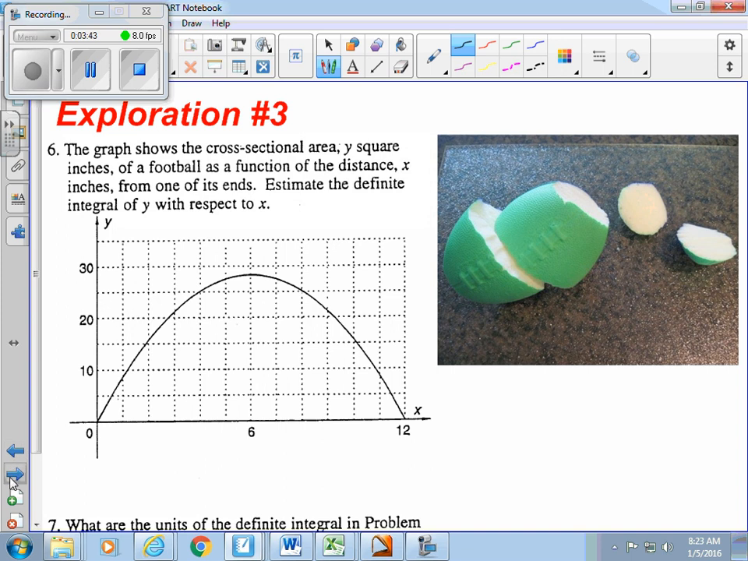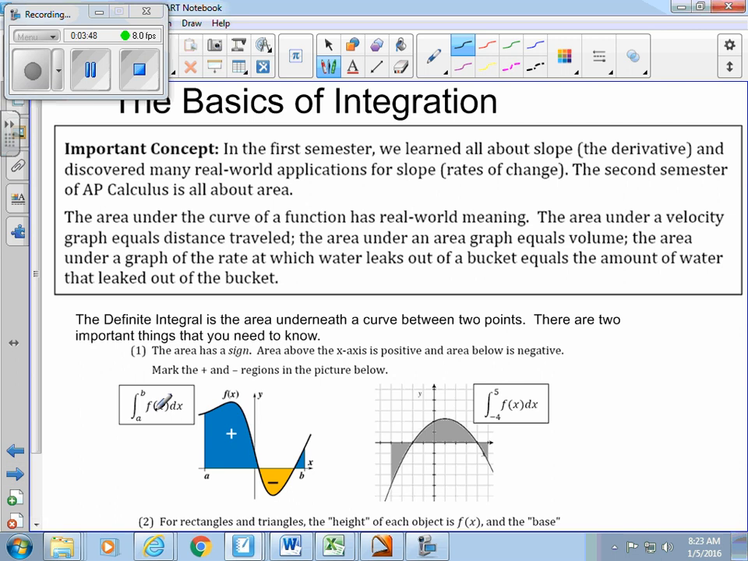We talked about Exploration 3 yesterday. I think we talked about everything we needed to with units there. So today we're going to start integration. Just a touch of the surface on integration today. All about area today. In the first semester, we spent all of our time mainly on derivatives, which was, as you know, the slope of a curve at a point. We found a lot of real-world applications. We spent a whole chapter on real-world applications of the derivative. The second semester of AP Calculus is all about area and integration.